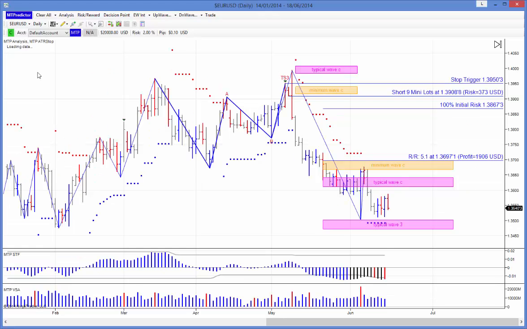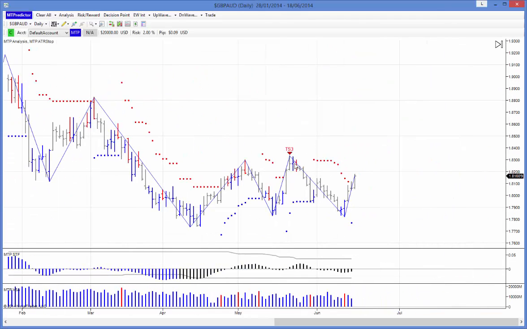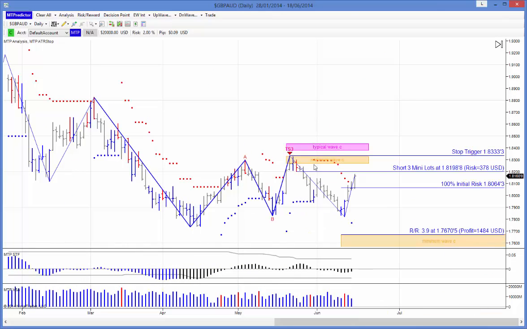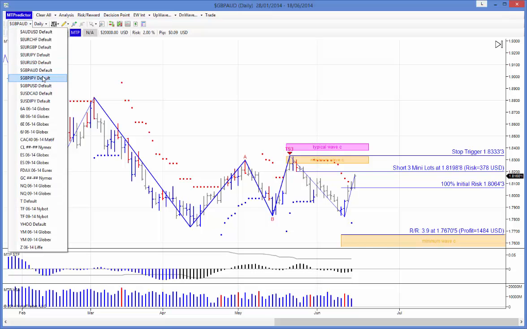Let's have a look at the GBP AUD. This one here, we have a nice trade in the process of unfolding down here as well. It's got well past the 100% initial risk level, so you'd have your stop at break even on that particular trade. Let's keep going down through the list.